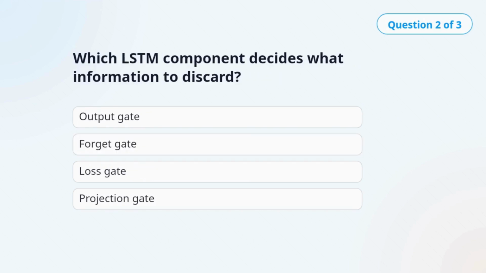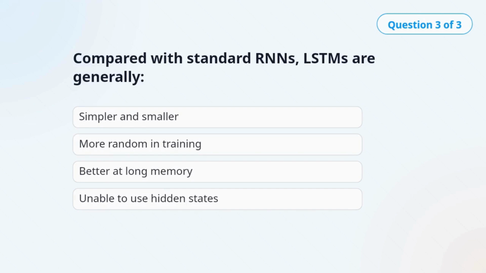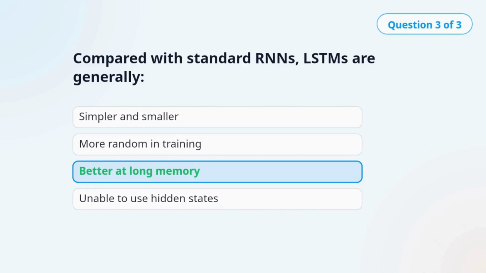Question 2. Which LSTM component decides what information to discard? The correct answer is forget gate. The forget gate controls what information from the previous cell state should be removed. Question 3. Compared with standard RNNs, LSTMs are generally... The correct answer is better at long memory. LSTMs are specifically designed to preserve important information over longer sequences.